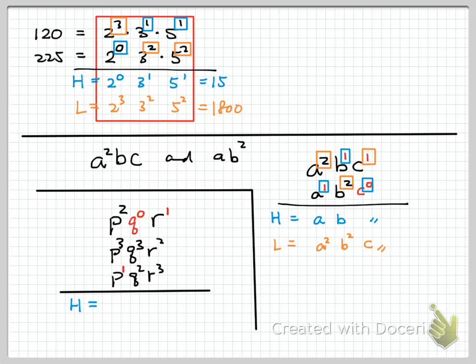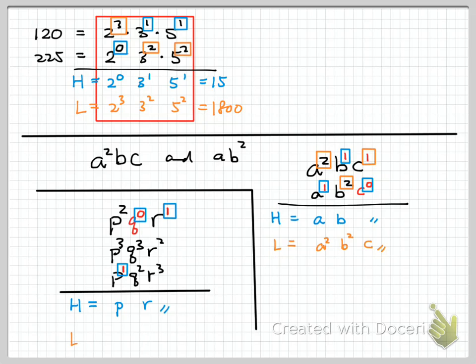So for the highest common factor, we choose the smallest power. We choose these: 1, 0, and 1. So the highest common factor will be P, no Q, since Q to the power 0 is 1, and R. So PR is the highest common factor.